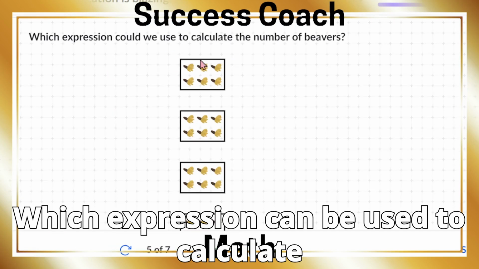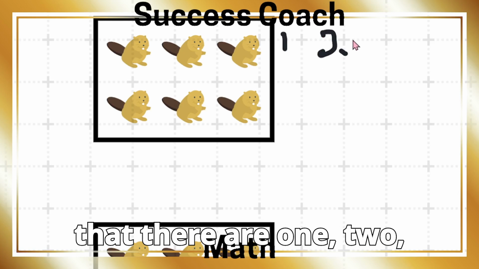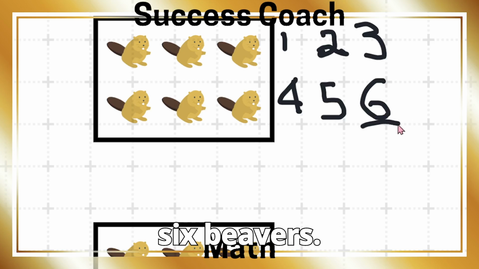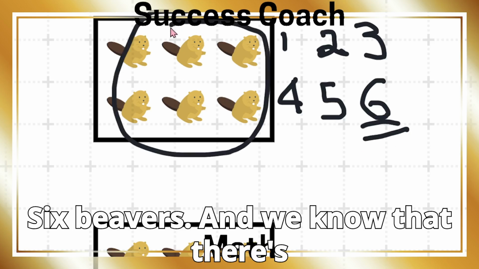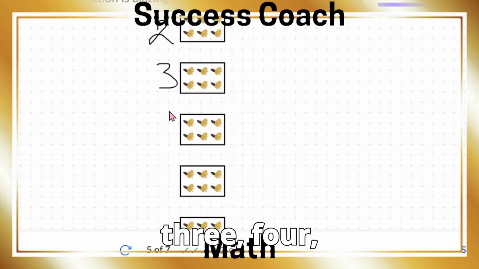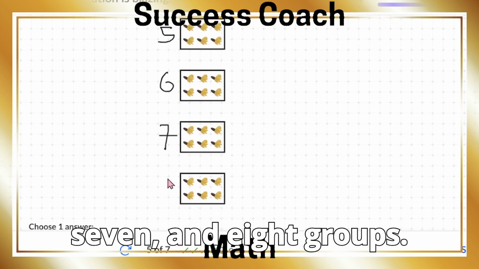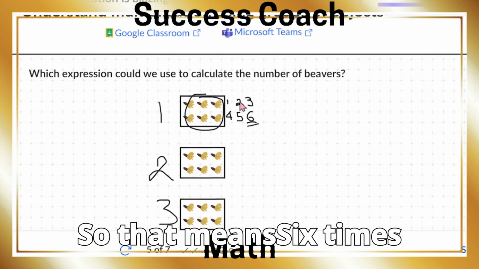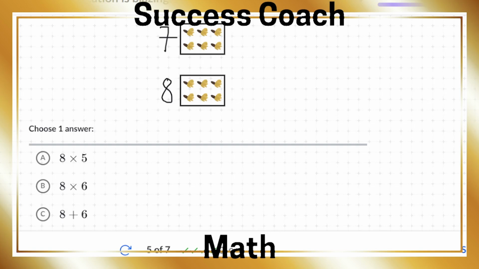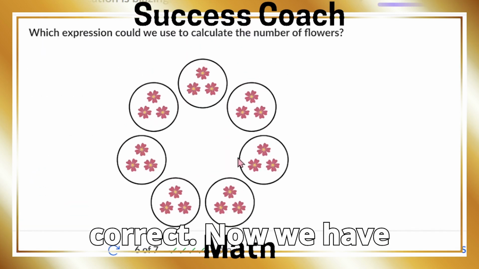Which expression could be used to calculate the number of beavers? You can see here that there are 1, 2, 3, 4, 5, 6 beavers. And we know that there's 1, 2, 3, 4, 5, 6, 7, and 8 groups. So that means 6 times 8. We press right here, check, and it was correct.